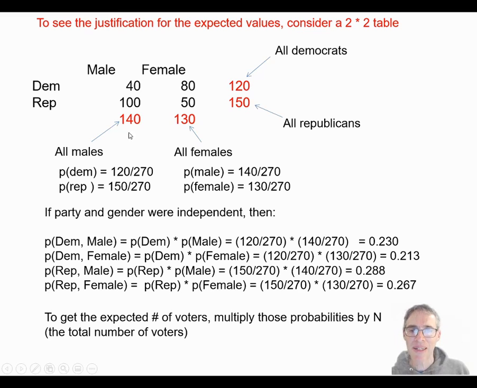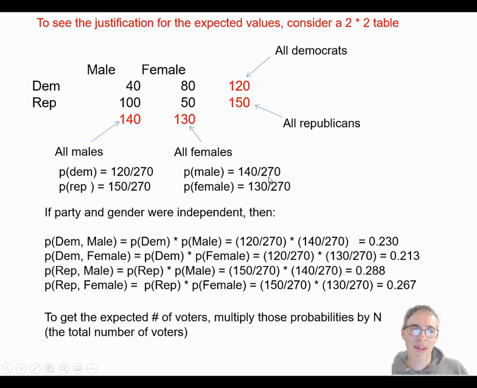In order to get the expected values, we only consider the column sums and the row sums, right? So there are 140 males, 130 females, 120 Democrats, and 150 Republicans in this simplified 2x2 table. So we can just consider the probability of being a Democrat as 120 over 270. The probability of being a Republican is 150 over 270. The probability of being a male is 140 over 270. The probability of being a female is 130 over 270.